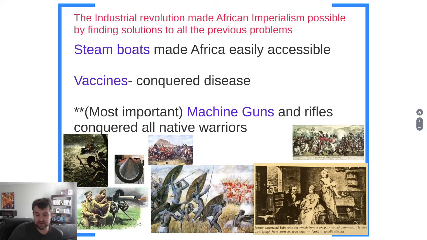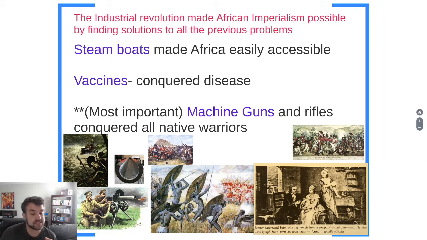Okay? So the Industrial Revolution made imperialism in Africa possible because Europeans invented steamboats. And with steamboats, they can go really fast to all the different parts of Africa. They can sail up those rivers, especially in the center of Africa. They also made vaccines. I talked about vaccines in the last unit. But vaccines conquered disease, so you no longer have to worry about yellow fever and malaria and smallpox. So Europeans get vaccinated, now they can properly explore the interior of Africa.